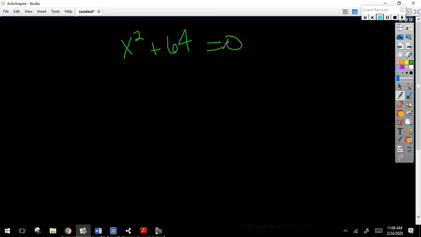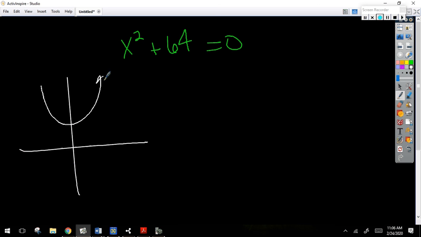How do you do that? It doesn't show up on my calculator. If you do the calculator, you are going to get something that looks like this. Did you graph it? No. Solve it algebraically. How do you get x by itself?